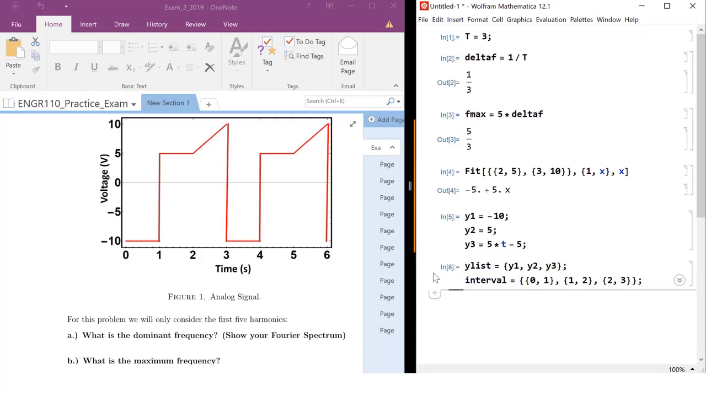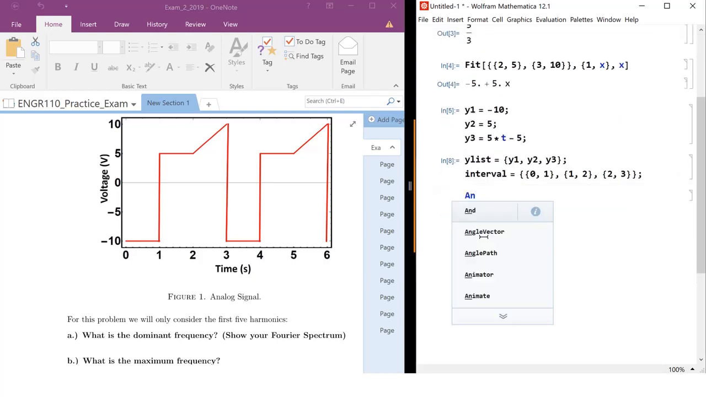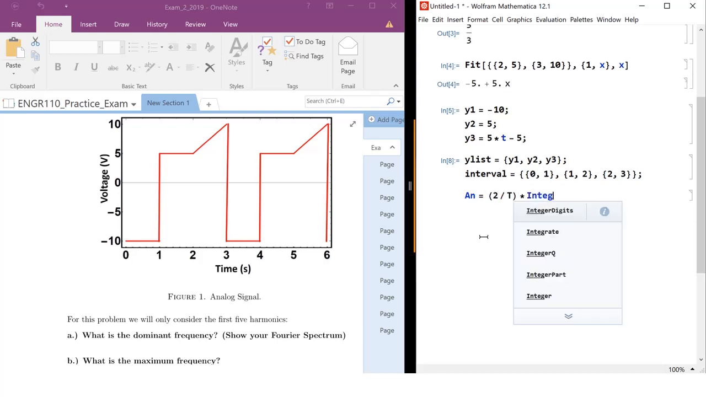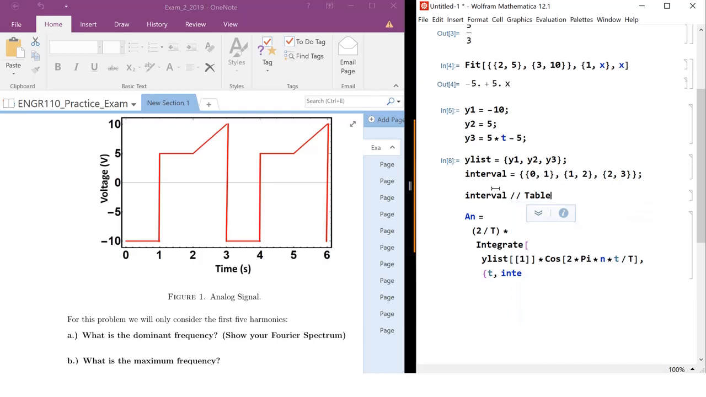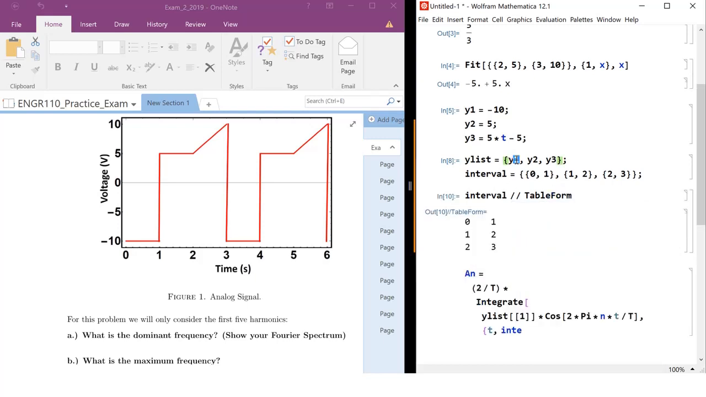To calculate my harmonic coefficients, I have to do my a sub n. That is going to be 2 over T times the integral of my y list, the first value, multiplied by cosine of 2 times pi times n times t divided by my period T. I'm going to integrate that over t from the interval. Let's look at these interval values here. In table form, I want to integrate this first function, y sub 1, from 0 to 1.